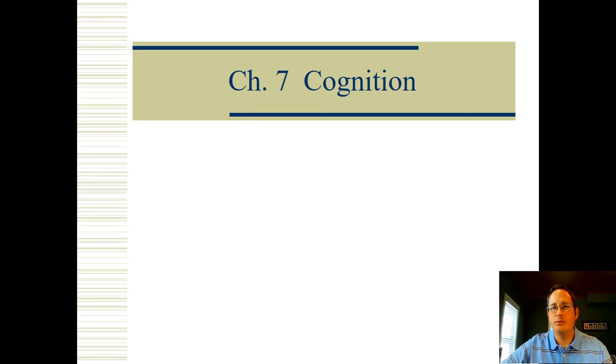So, welcome to Chapter 7 on cognition. This is one of those chapters that I think is probably one of the key ones in the whole semester, as we finally are out of the physical development descriptions that we've had through chapters 3 through 6. Now we're going to look at cognitive development for the next three chapters, and we're really going to be delving into how thinking changes over time.